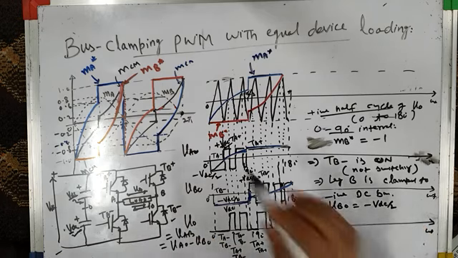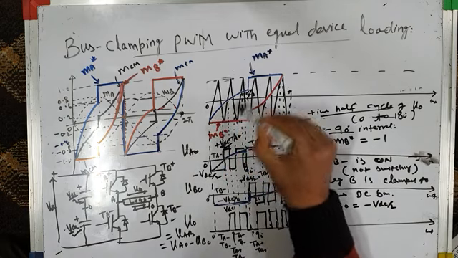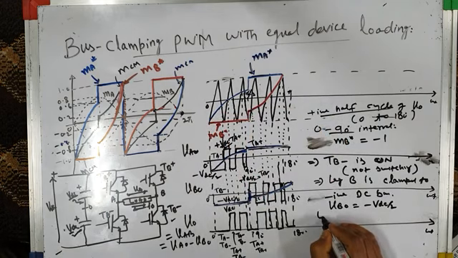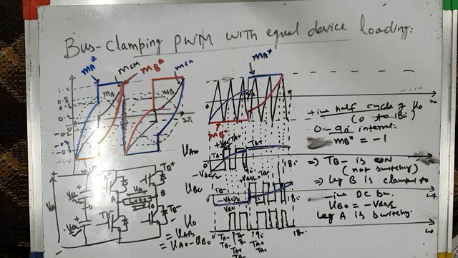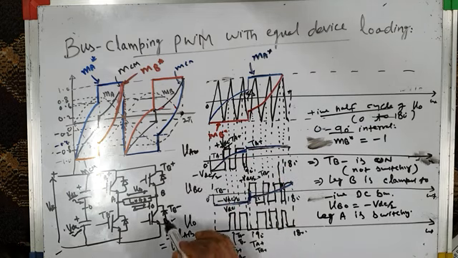Okay. Whereas during this period, you can see A is switching because MA star is not equal to minus 1. It is increasing sinusoidally. So we can say leg A is switching. Leg B is not switching. Leg B is clamped to negative DC bus because MB star is minus 1, which keeps the bottom switch of leg B, TB minus, on for the entire 90-degree period. It's not switching.